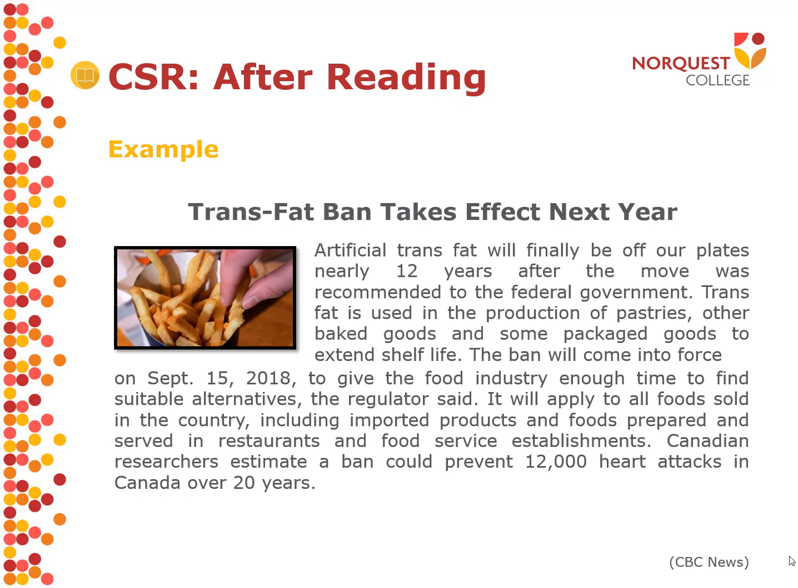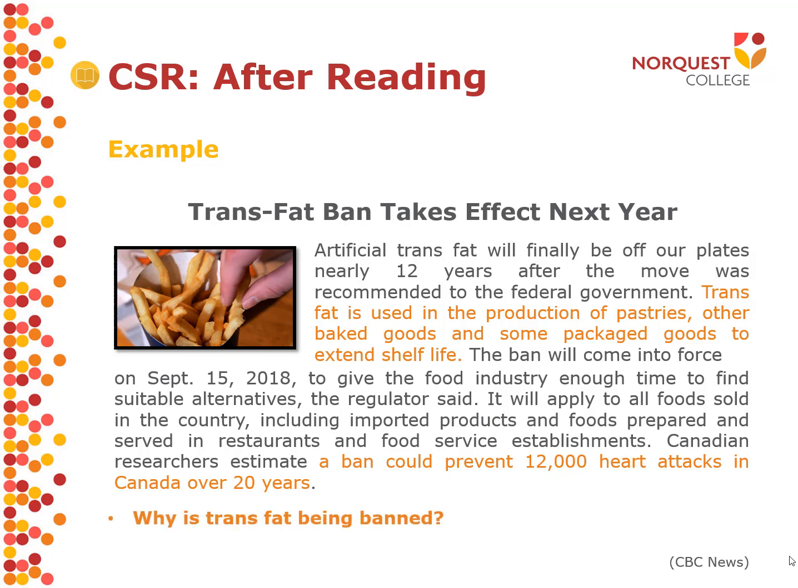For a think and search question, a student needs to take information from two places in the text and compare and contrast it as their answer. In this article, a student might pull out the idea that a trans fat ban could prevent 12,000 heart attacks, and the fact that trans fats are used in lots of pastries, baked goods, and some packaged goods to extend shelf life. A question that requires both of these pieces of information would be: why is trans fat being banned?